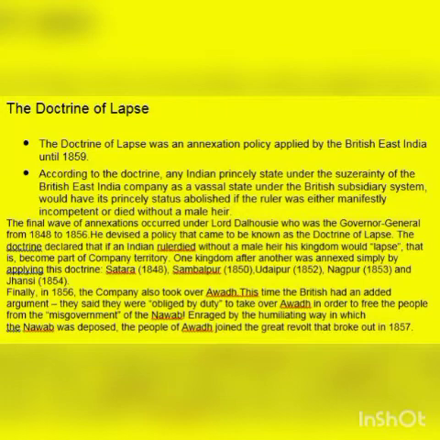Satara 1848, Sambalpur 1850, Udaipur 1852, Nagpur 1853, and Jhansi 1854. These were the kingdoms that were annexed to the British territory. Finally, in 1856, the company also took over Awadh.